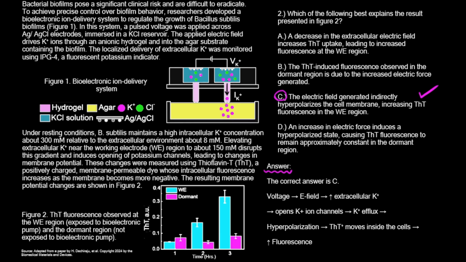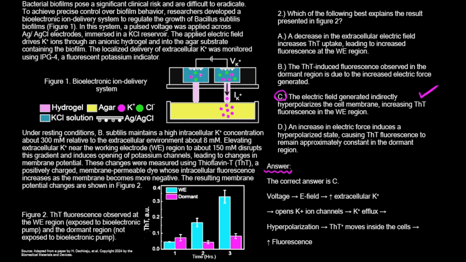As K plus ions leave the cell, the interior becomes more negative. In other words, the membrane becomes hyperpolarized because positively charged potassium ions are exiting the cell. This change in membrane potential allows the positively charged THT fluorescent dye to enter the cell, leading to an increased fluorescence observed in the WE region. Therefore, we must select the answer choice that matches this mechanism.